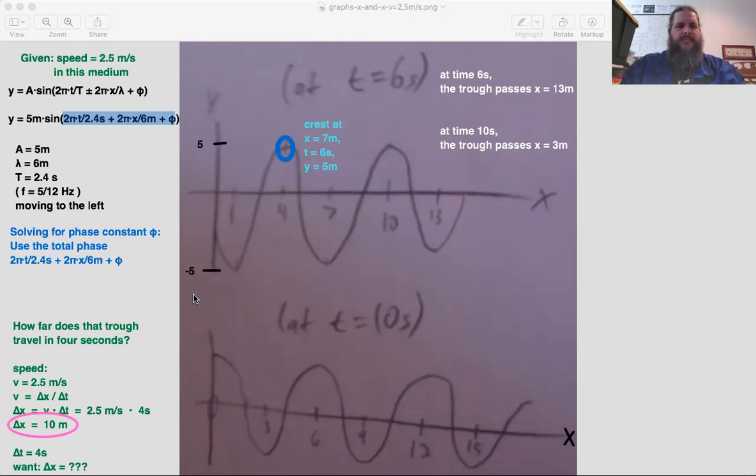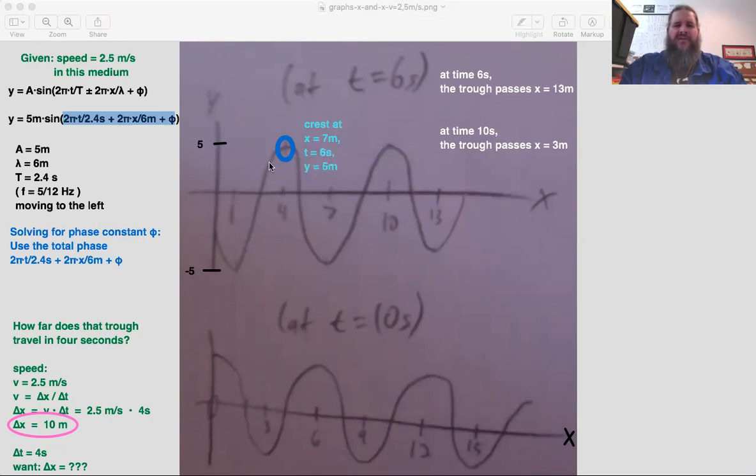Like pi over 2? Yeah, because if you take the sine of pi over 2, you're going to get 1, which is the highest the sine function can get. Or alternatively, at a trough, what would you use for the total phase? What input would make the sine function as low as it can get? 3 pi over 2. Right, sine of 3 pi over 2 would be as low as it can get. Alternatively, you could use negative pi over 2 to get a trough.